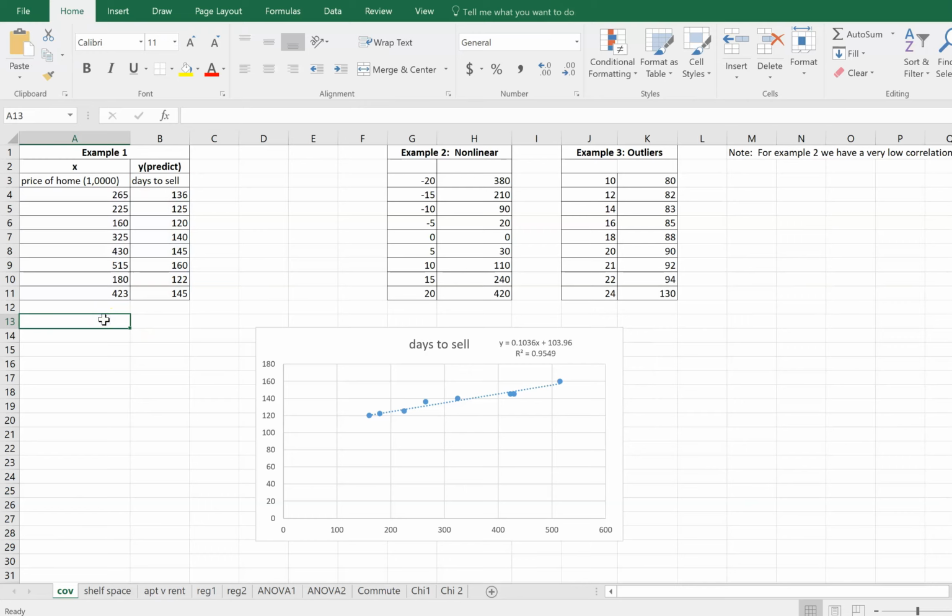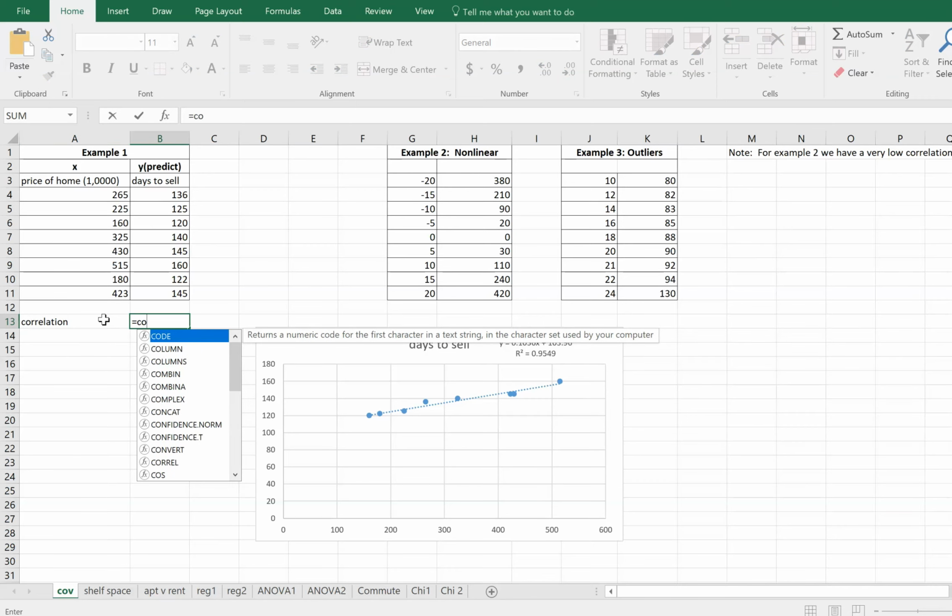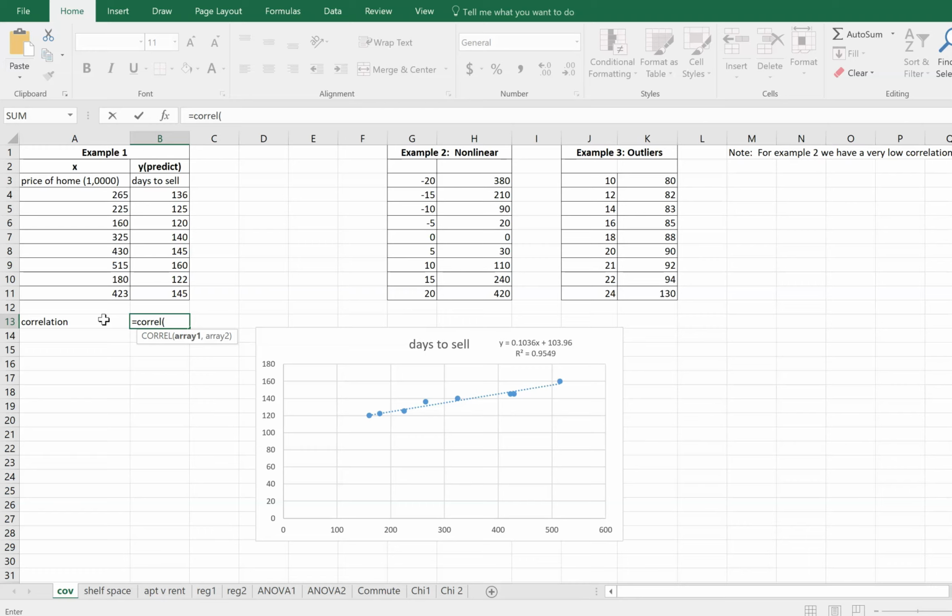Of course, Excel automates most of this stuff. So if you want the correlation, there probably is a formula. You just got to start spelling, and there it is. Of course, what I always do before I utilize a formula is read and see what it does. Returns the correlation coefficient between two data sets. That's what I want.